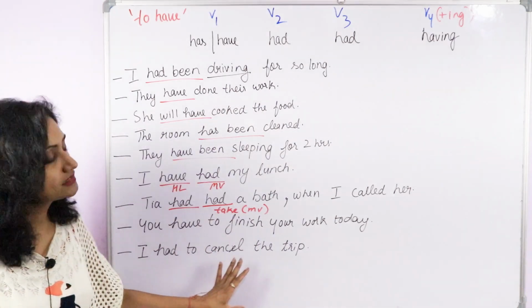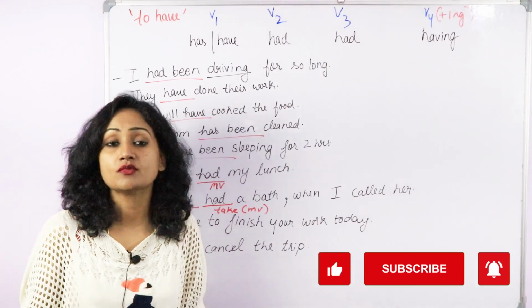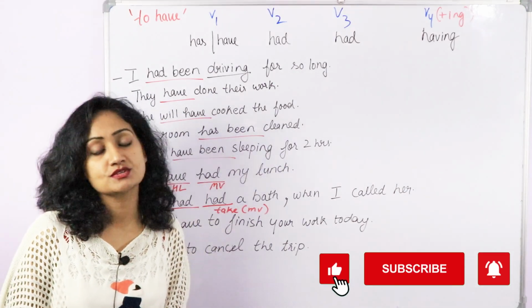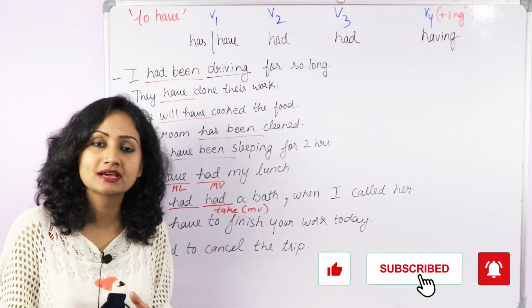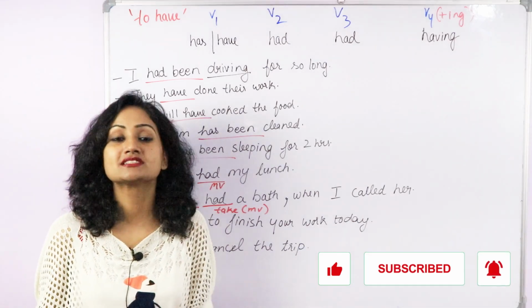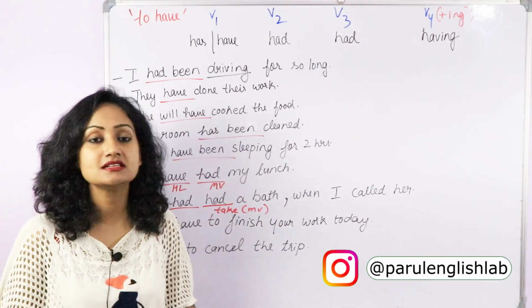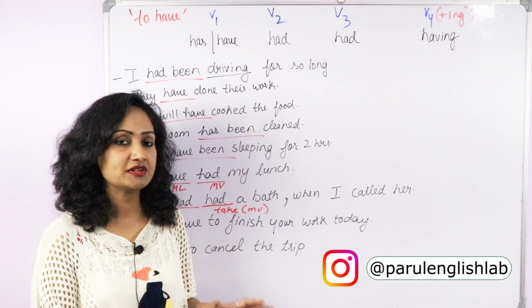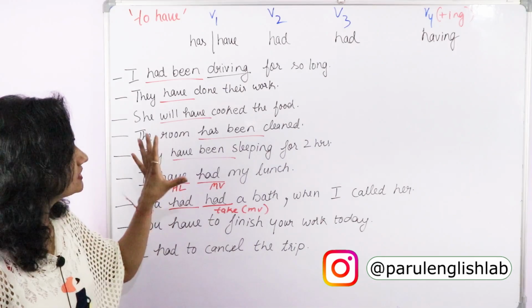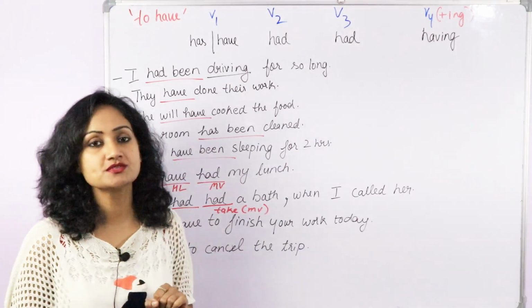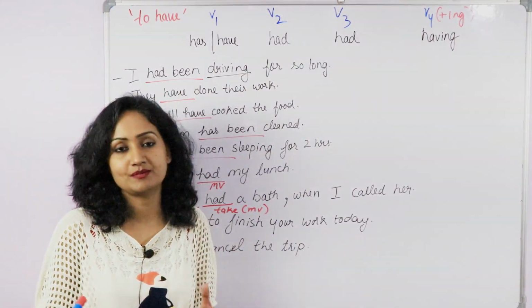I had to cancel the trip because of some office work or there was some urgent meeting. I had to cancel my trip. Again, some external obligation. I have discussed it in detail in that video. Please watch that. So this way we can use to have verbs as auxiliary or helping verbs.